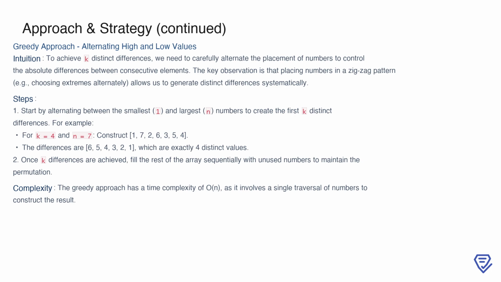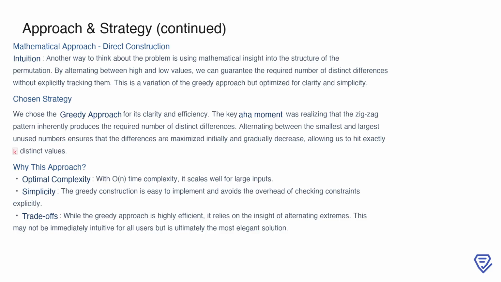Another way to think about this problem is through a mathematical perspective, which builds on the same principle as the greedy approach but focuses on the structure of the permutation. By alternating between high and low values, we can directly construct the permutation without explicitly tracking the differences. This streamlined process ensures that the required distinct differences are produced naturally as part of the sequence. Ultimately, the chosen strategy for solving this problem is the greedy approach.